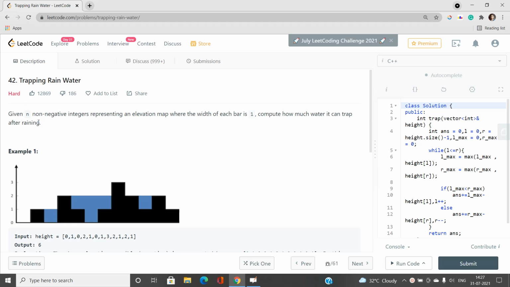Interview problem, trapping rainwater. Its index is 42 and it is categorized as a hard problem on LeetCode. One thing that is worth noticing over here is that the number of likes is very huge, 12,869, and the number of dislikes is around 186.